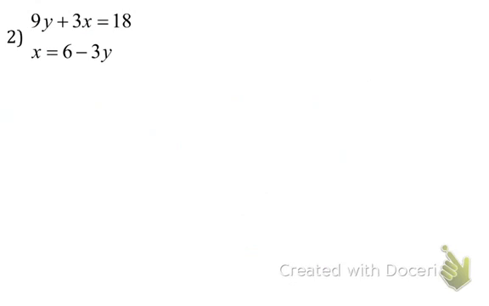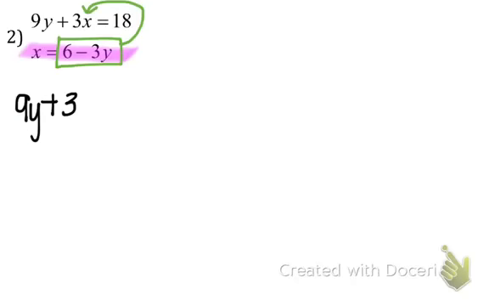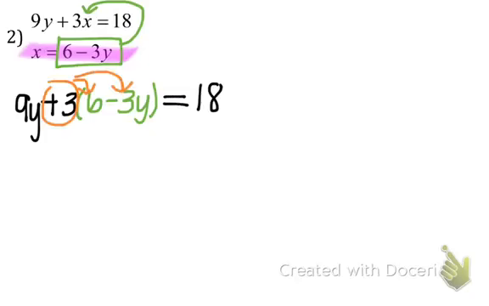Let's do another substitution example. In this example, x is equal to 6 minus 3y is a great equation to choose since x is already isolated by itself. So if I take 6 minus 3y, I'm going to use that quantity and substitute it in for x into my first equation. So I'll write what I have, 9y plus 3 times the quantity of 6 minus 3y, that is equal to 18. So first I'll distribute that 3 that's in front of the quantity.